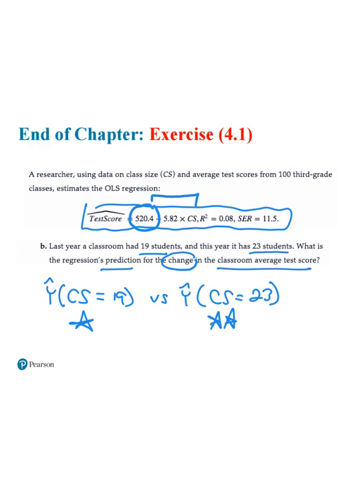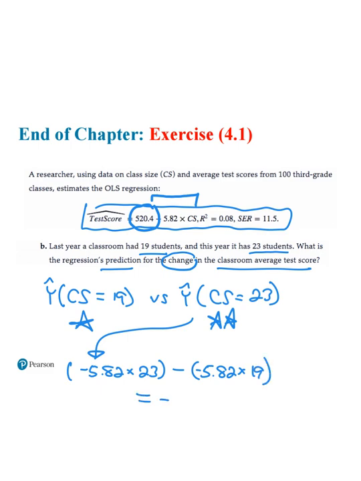So at 23, since that's the bigger one, we have negative 5.82 times 23, and we're going to subtract from that negative 5.82 times 19. And what you're going to get right here is negative 23.28.